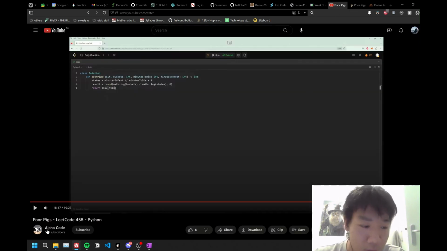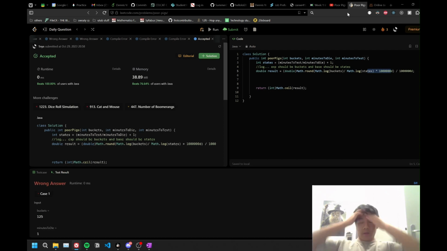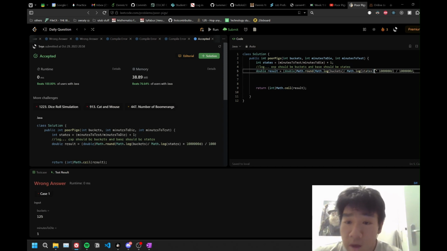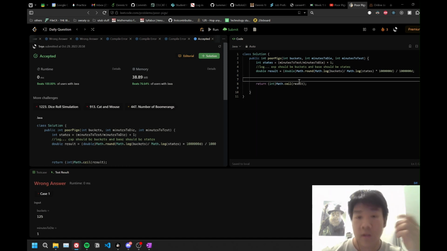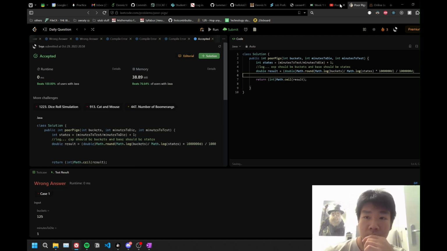Thank you, AlphaCode, for showing me the way today. But yeah, Java is a little more complicated. You have to first round this part, and then divide it to get rid of the unnecessary decimals, and then at the end you ceiling it because you always want that one extra pig if you don't have enough. But yeah, pretty much that's it.